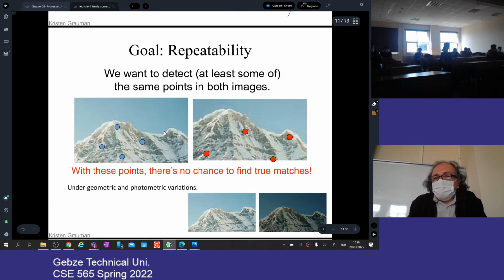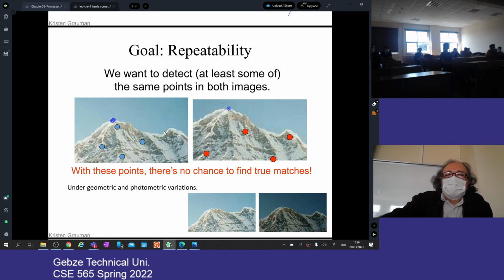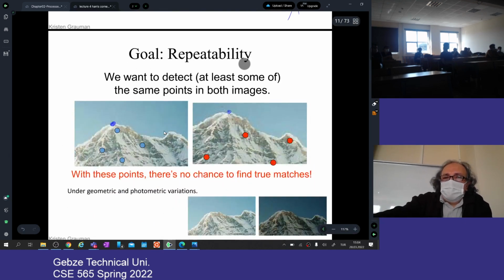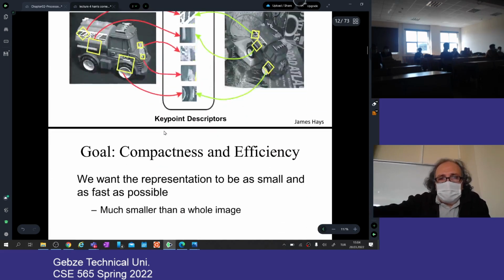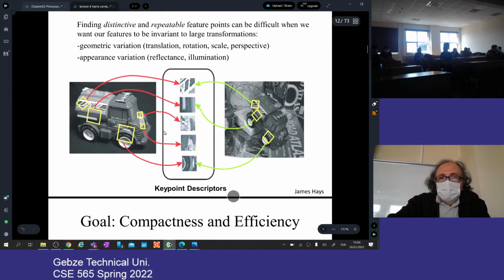Second point is repeatability. If I found a distinctive point around here, I should find the same distinctive point in the other image that contains the same point of the real world. So it should be repeatable. It should be distinctive, it should be repeatable, and it should be efficient. I shouldn't run my computer for 2 hours to find a point in my image that is distinctive and repeatable. It should be compact and efficient so that I can run it on simple hardware in real time, maybe. So let's look at this slide.